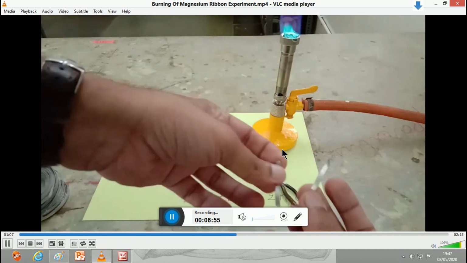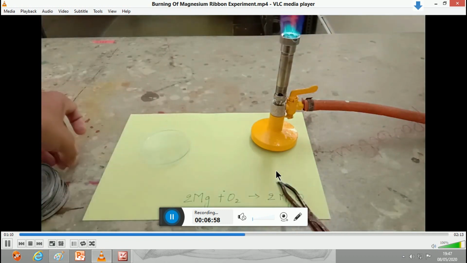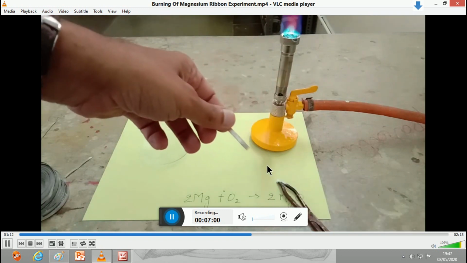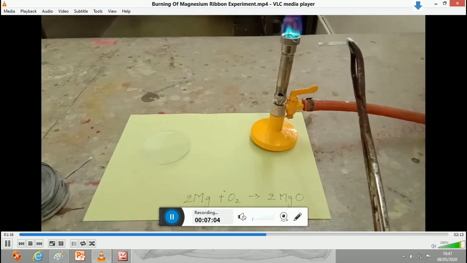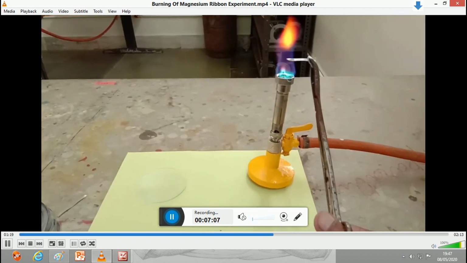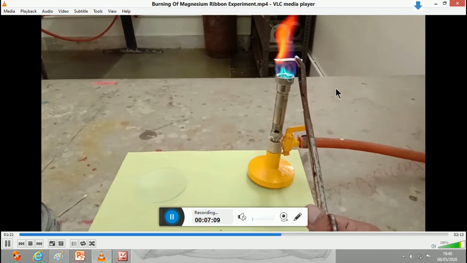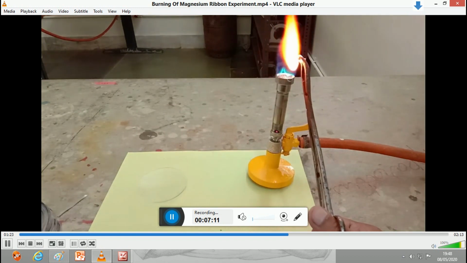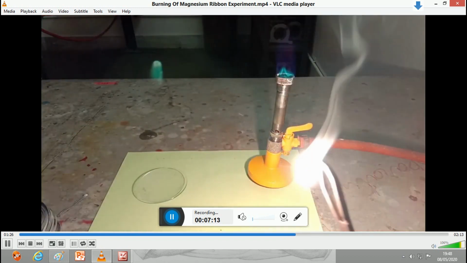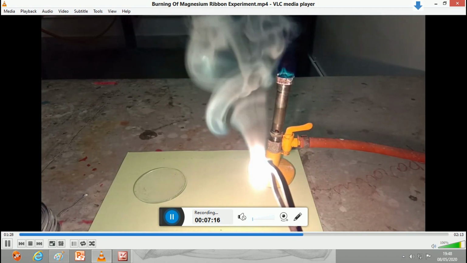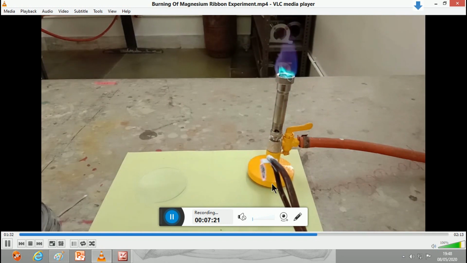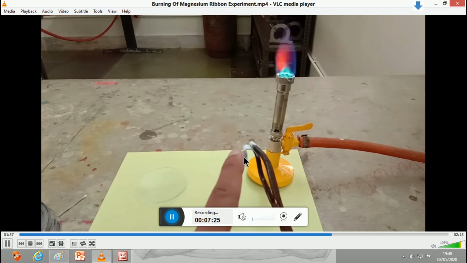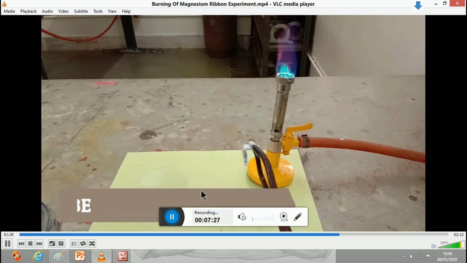So just make small pieces of magnesium ribbon. You have to hold this piece of magnesium ribbon with a pair of tongs, and you have to insert it in the non-luminous flame of the Bunsen burner. This is a non-luminous flame. The magnesium ribbon burns with a dazzling light. And we just took the powder in this watch glass. This is MgO, magnesium oxide.